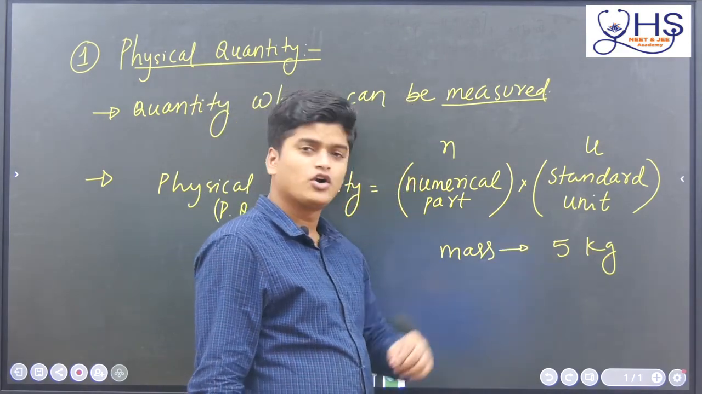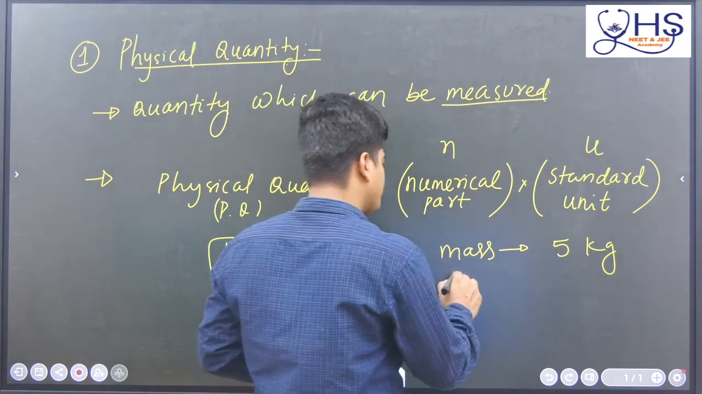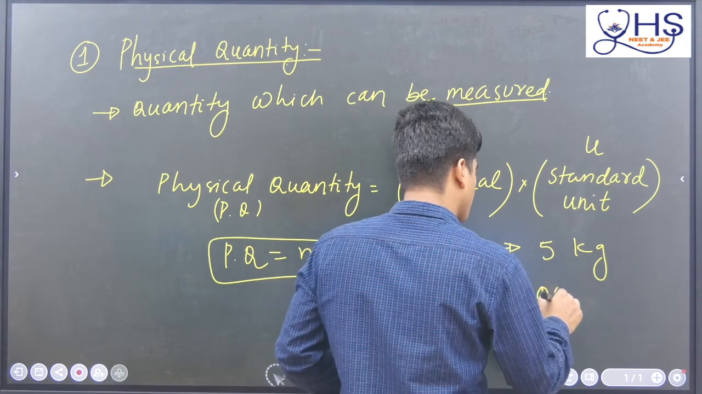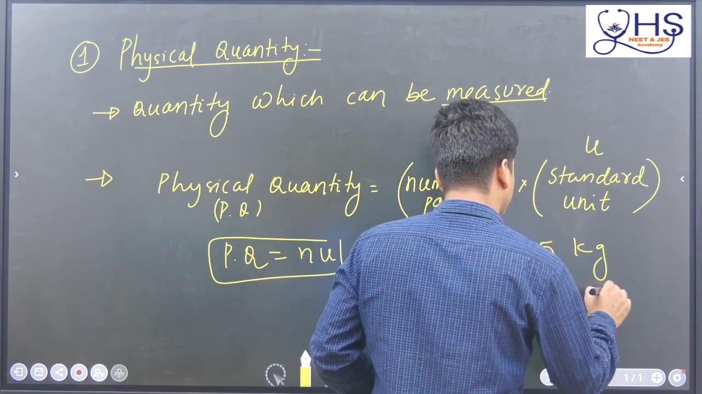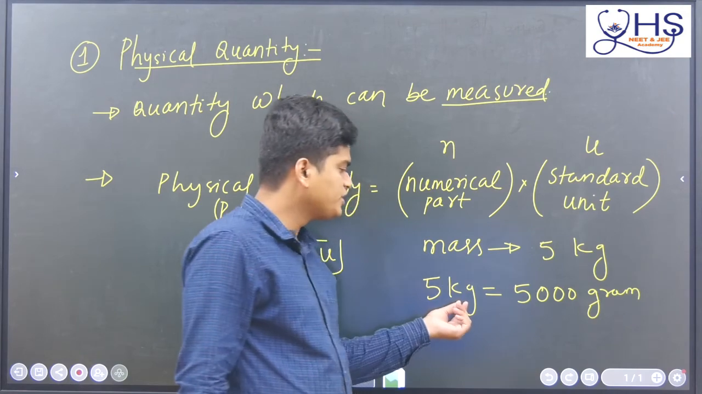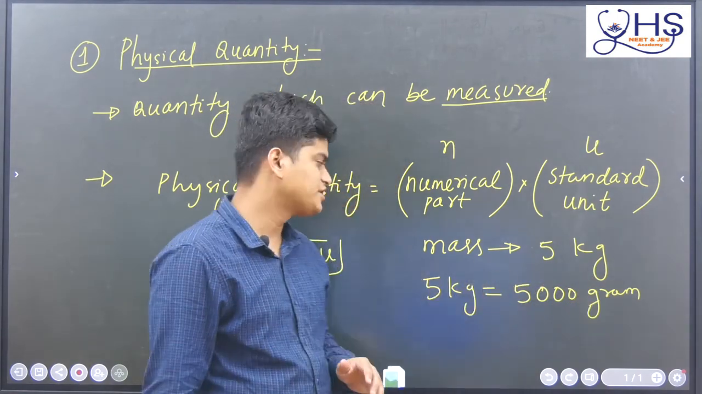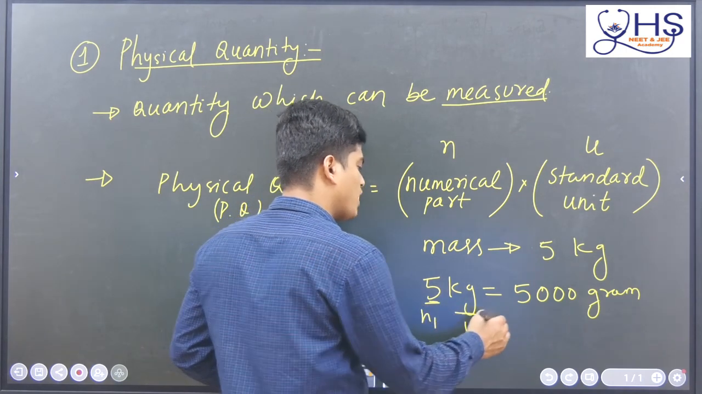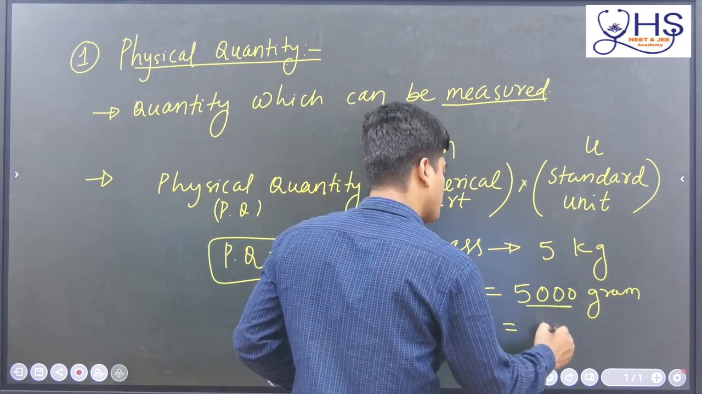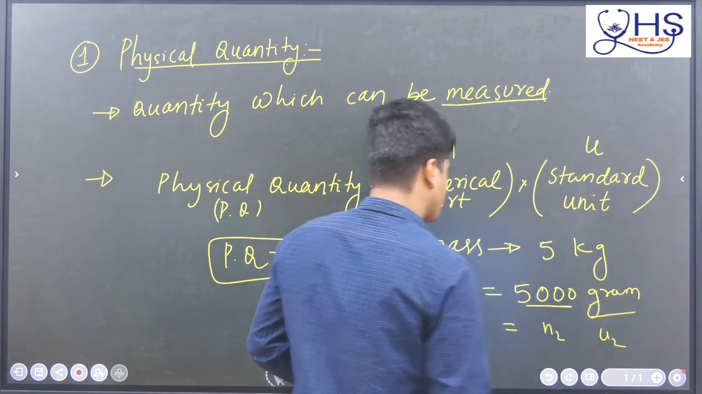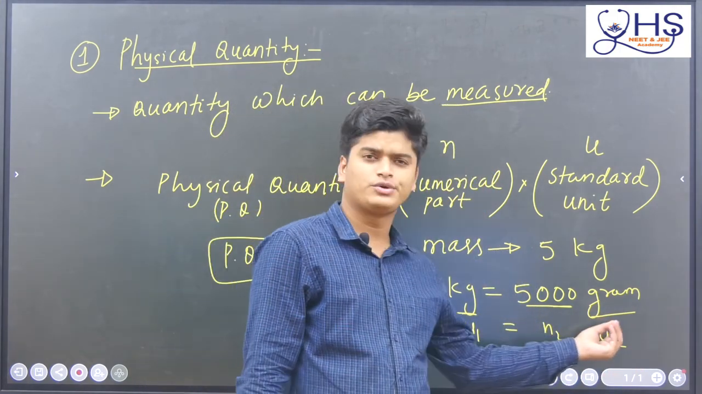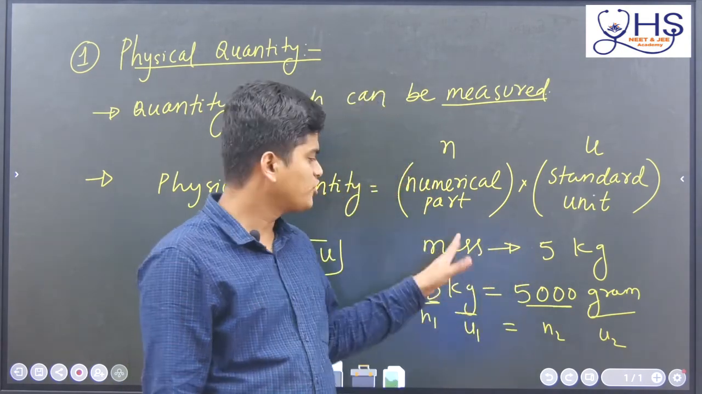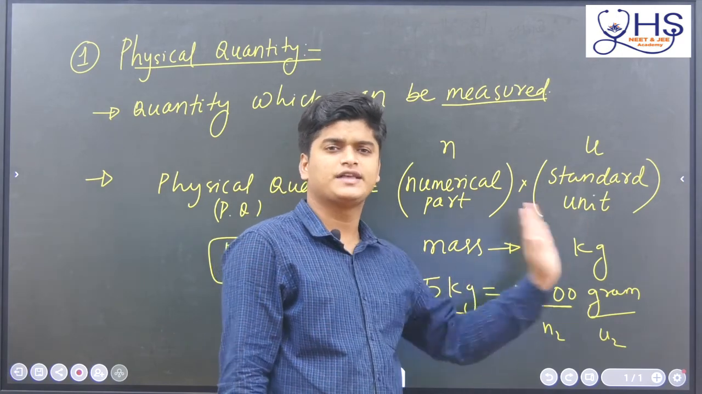Here the kilogram is the SI unit of mass, and this 5 kg can also be written as 5,000 gram. So here you see, if I change the unit from kg to gram, then the number changes. So I can write the first number as N1 and the unit as U1, equal to the number N2 and the unit U2. So N1 U1 equals N2 U2. The meaning is not changing, 5 kg is 5,000 gram, but the number changes as the unit changes.